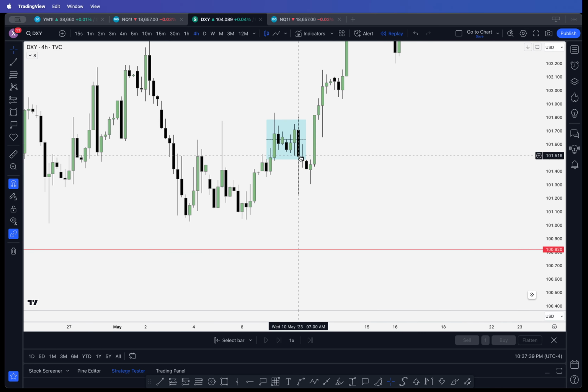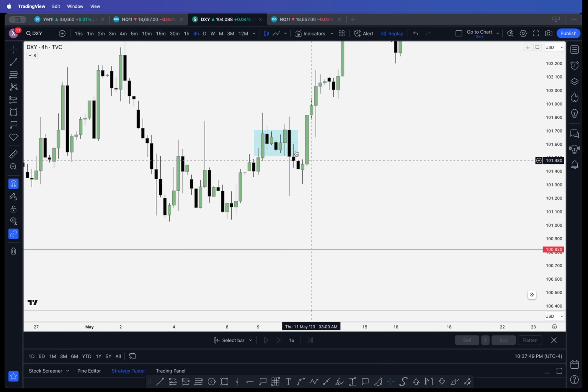Look at the bodies. Accumulation, right? Are the bodies displacing outside the range? If I just drag this box to the body highs and lows, what do you see? Multiple candles inside. There we go. What's taken first?